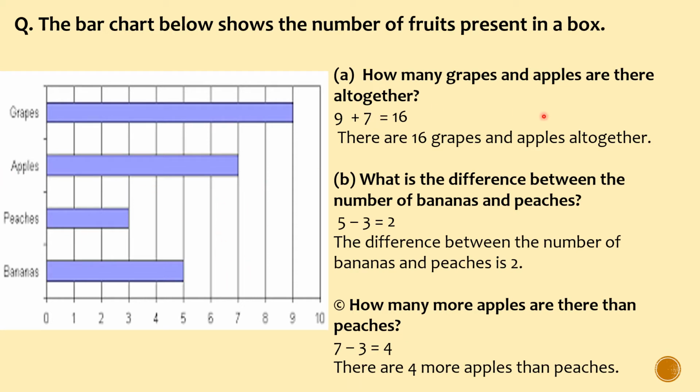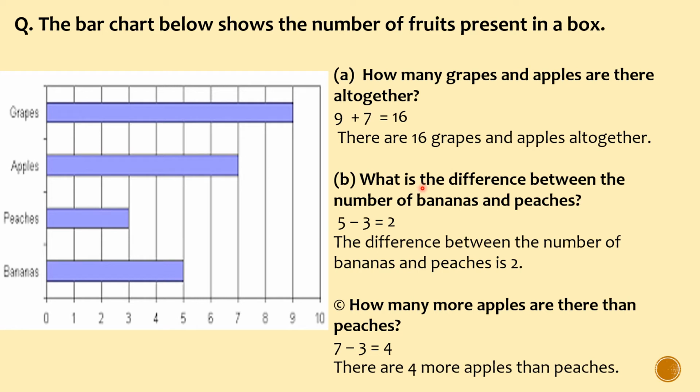So how many grapes and apples are there? Let's check how many grapes there are. There are 9 grapes and there are 7 apples. That means altogether, so you need to add. So what is 9 plus 7? 9 plus 7 is 16. There are 16 grapes and apples altogether.